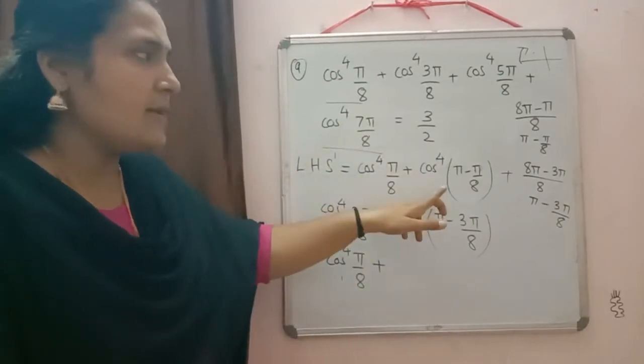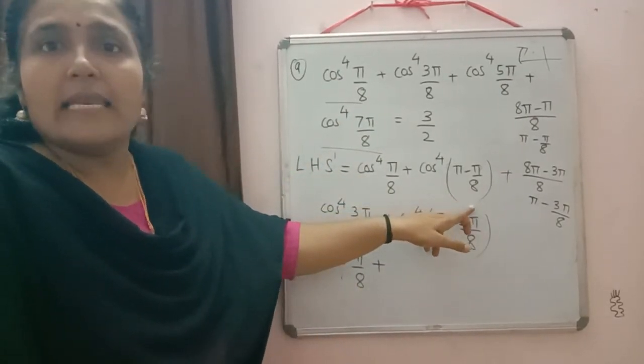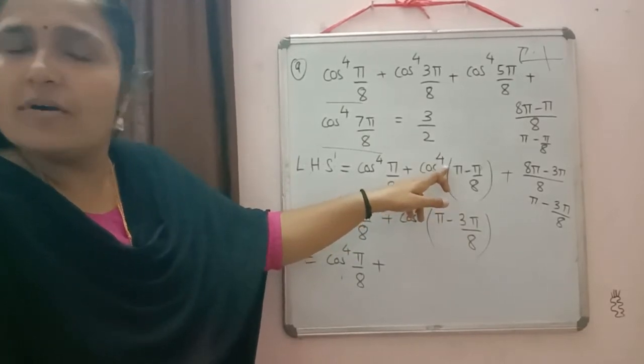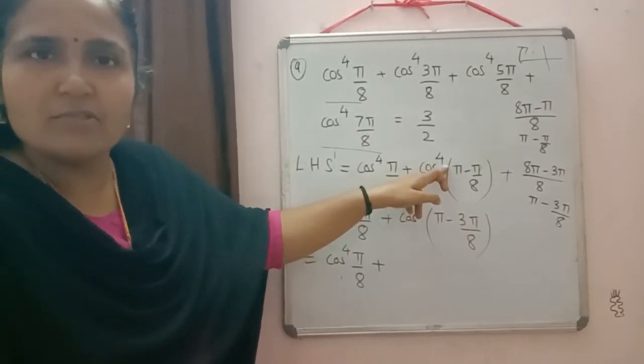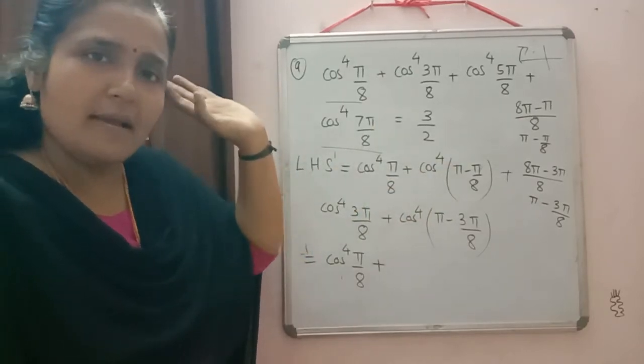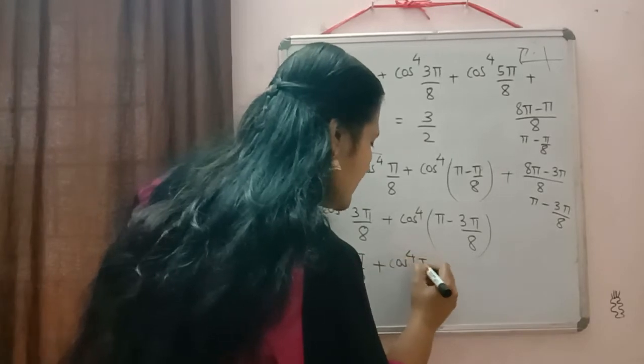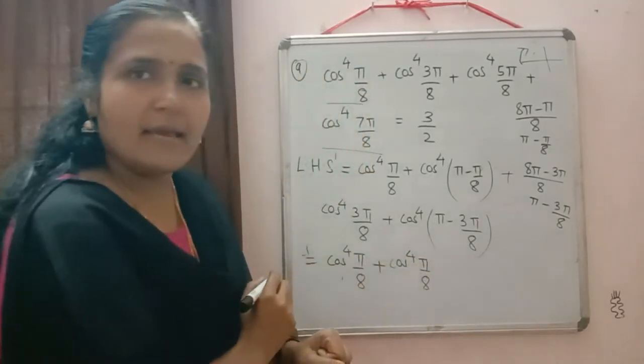And in the second quadrant, cos is negative. But what is the power here? The power is 4, so the negative sign will not come. That negative will automatically become positive. So again this expression will be equal to cos raised to 4 pi by 8.